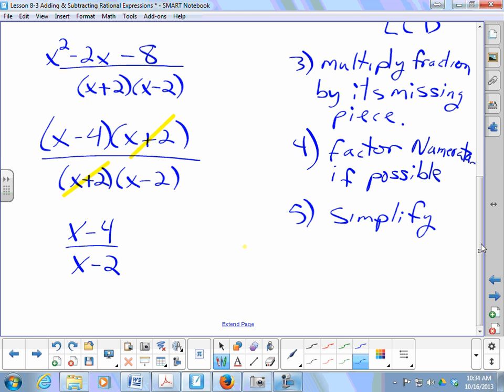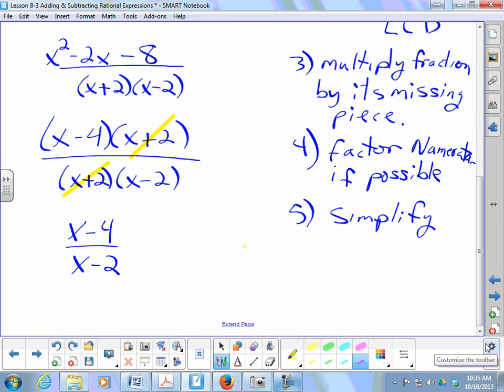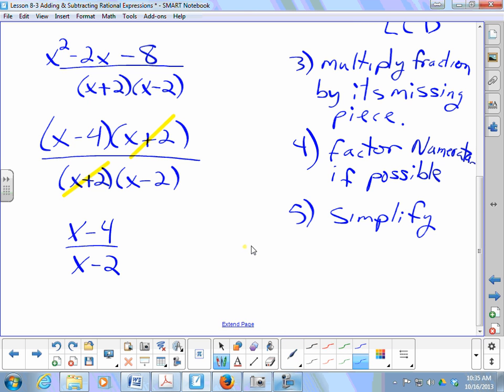But you know what? I think I forgot something. I knew I did. Identify any x values for which the expression is undefined. And guess what? This is really easy because you guys are really smart. We've already factored, so x cannot equal what? 4 or 2.